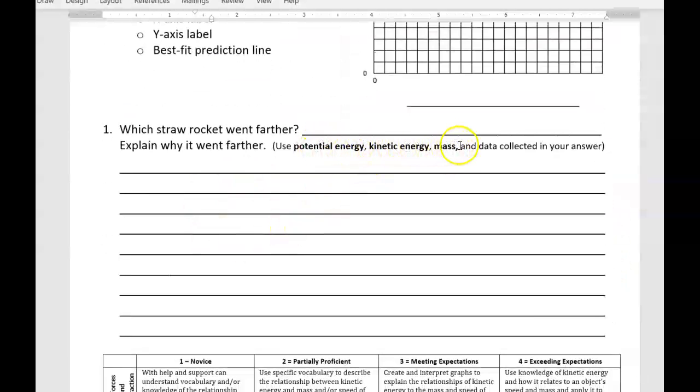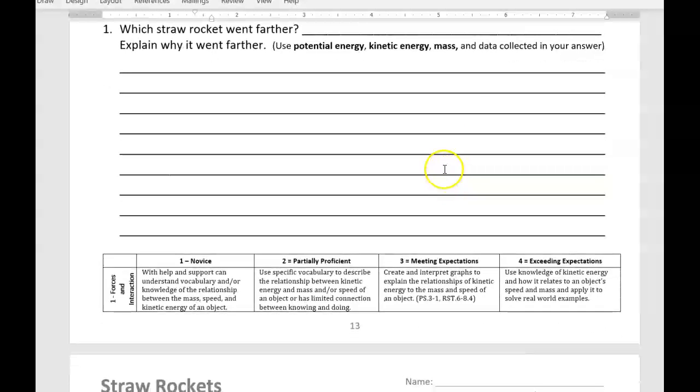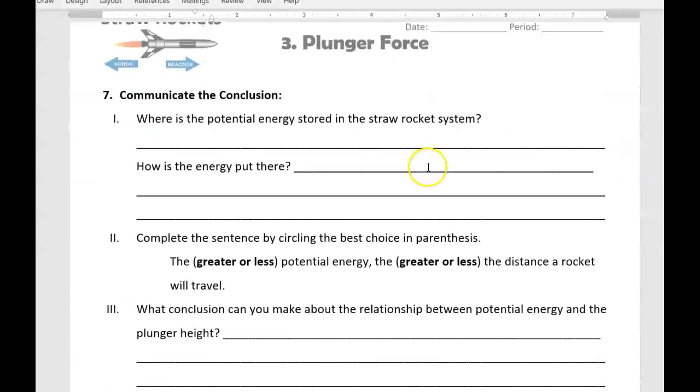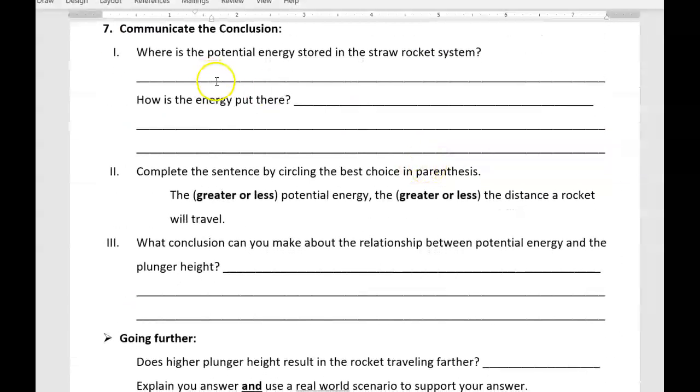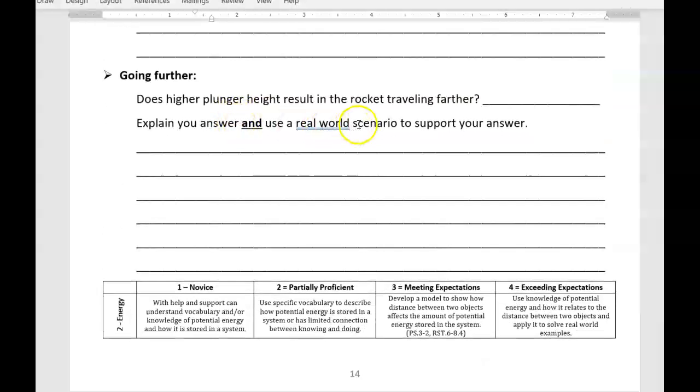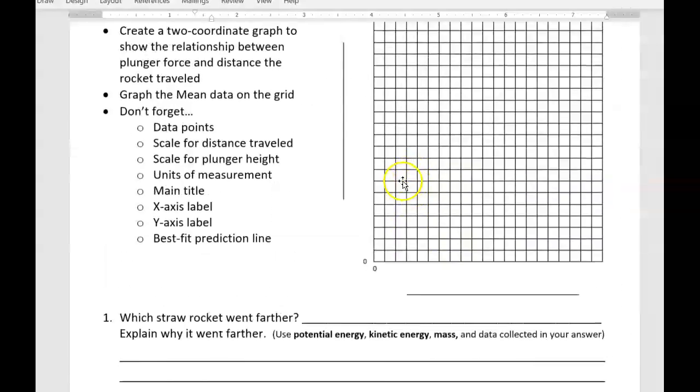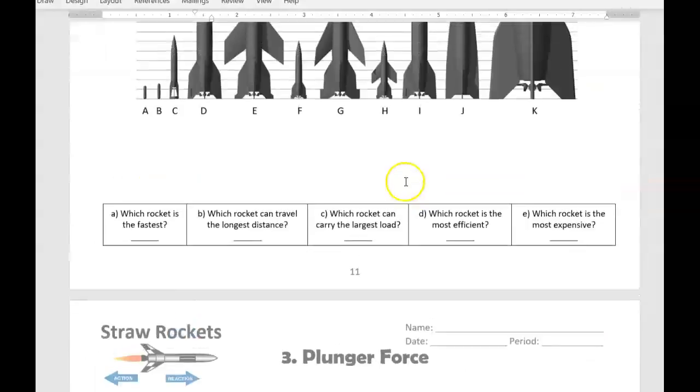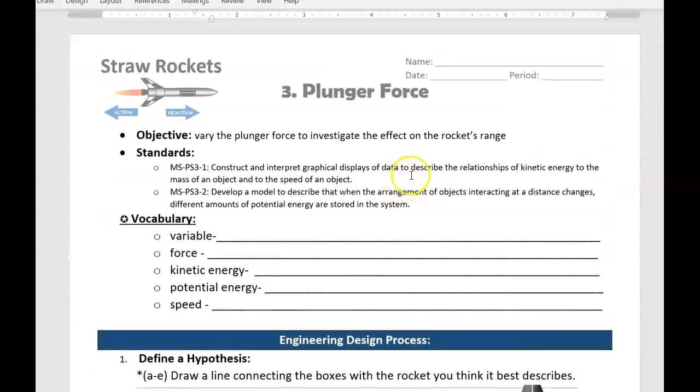So explain it using these key vocabulary words and avoid the word it. Then you have questions at the end, communicate the conclusion, and going further questions. So another real world scenario to support your answer, okay? So please complete that packet, do the best you can, and please let me know if you have any questions. Thank you.